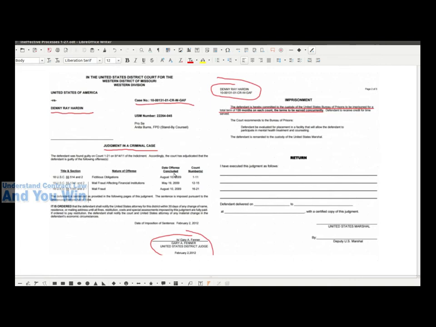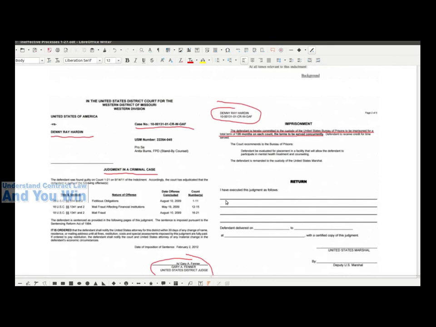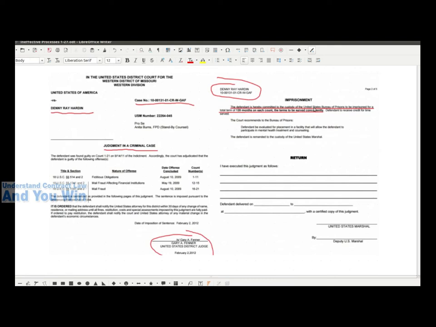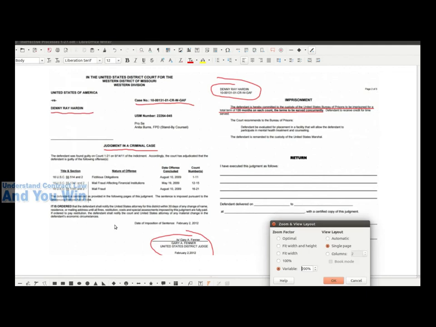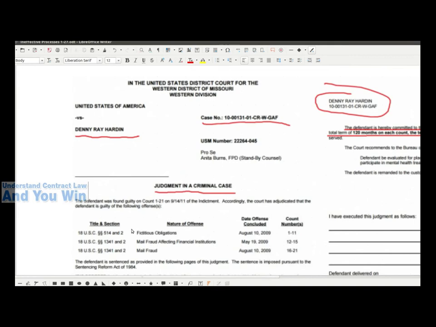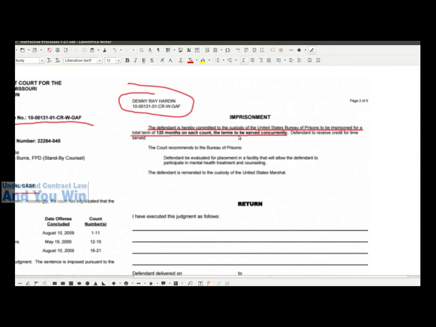When was this? I don't know what year this was. 2012. Yeah, and then you've got imprisonment. Defendant is hereby committed to the custody of the United States Bureau of Prisons to be imprisoned. Hold on, I just want to make sure that everybody can see. Bottom line is right here. Imprisonment. The defendant is hereby committed to the custody of the United States Bureau of Prisons to be imprisoned for a term of 120 months on each count, the terms to be served concurrently.